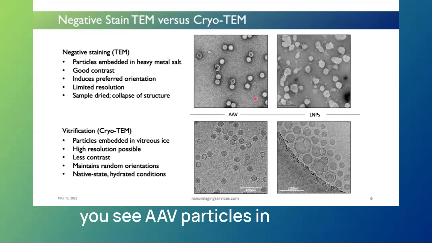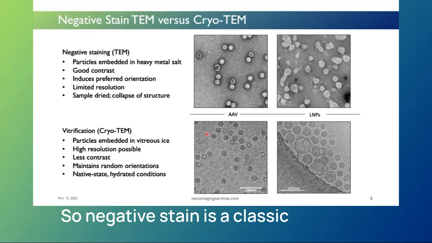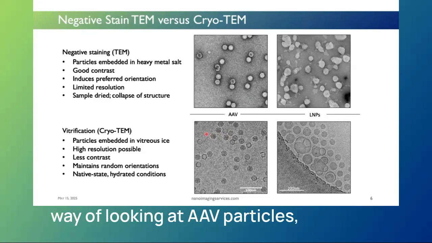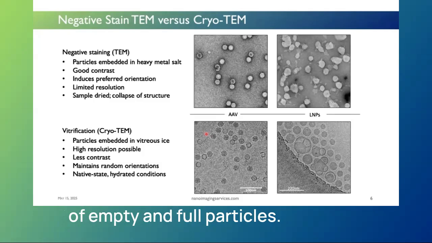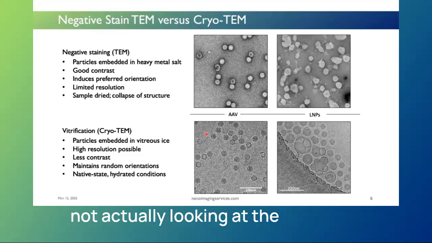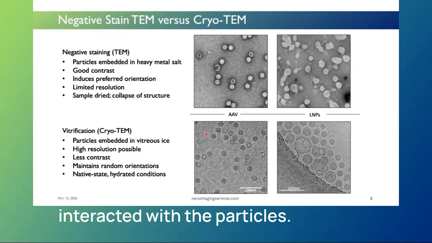In the images on the left, you see AAV particles in negative stain on the top and Cryo-TEM on the bottom. Negative stain is a classic way of looking at AAV particles, and it's been used for a long time to determine the proportion of empty and full particles. But the interpretation of these images can be challenging because you're not actually looking at the inside of the particles. You're looking at how the stain interacted with the particles.